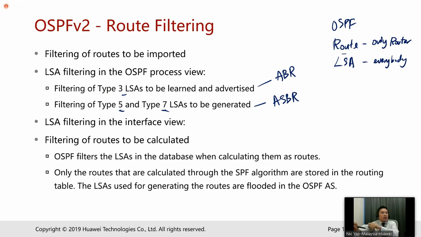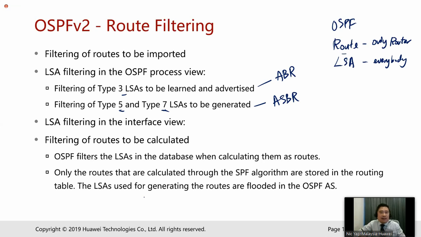So let me continue on this. The route and the LSA are different. The LSA, everybody will always get it when I flood all the LSAs to the peers. The route, you can filter what you calculate yourself. This is what it says: only the routes calculated through the SPF algorithm are stored in the routing tables. When you filter, it means that you will not do any calculation on that information.